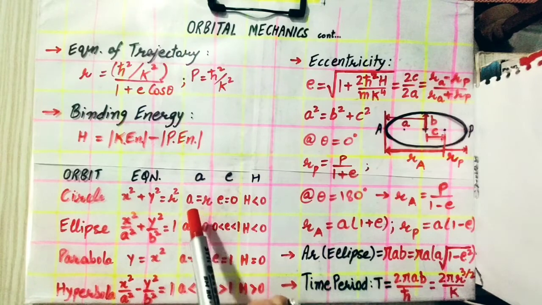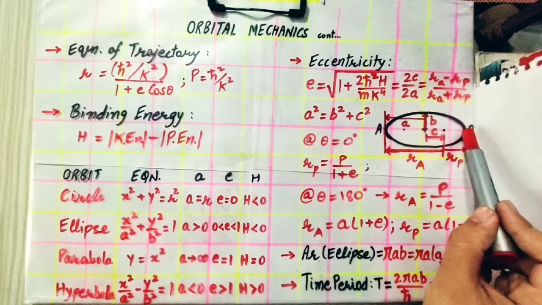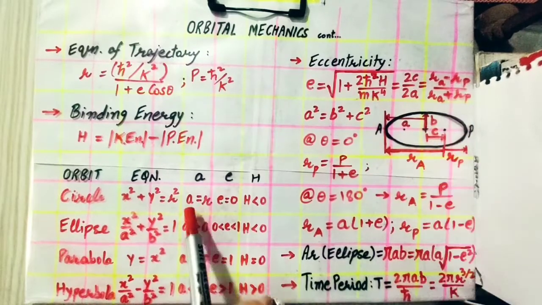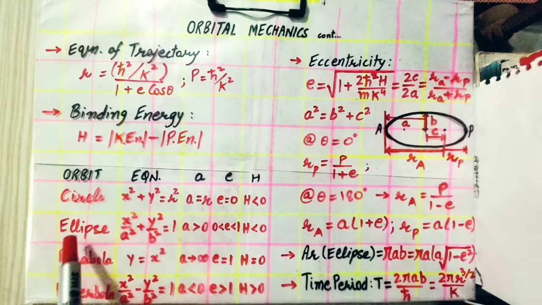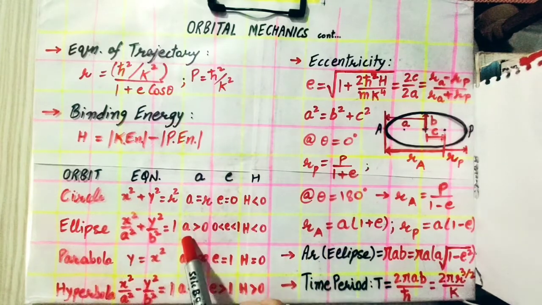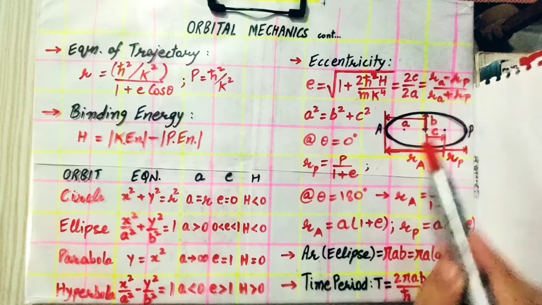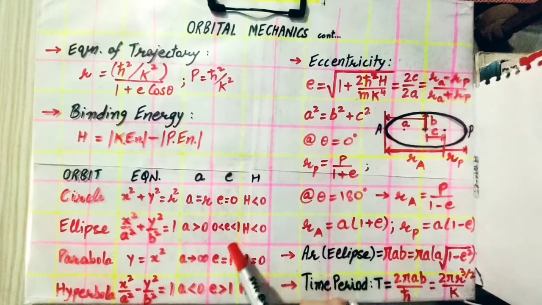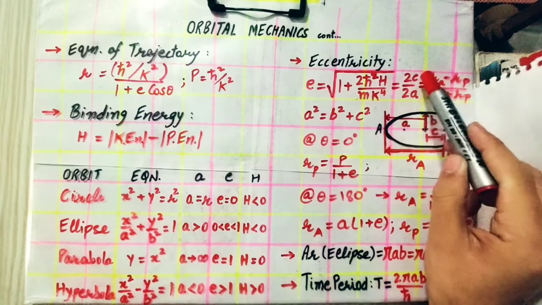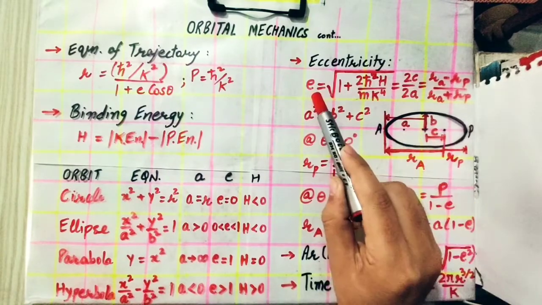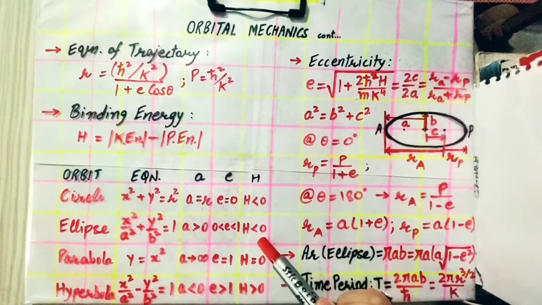Semi-major axis is the distance from the center to the extreme point, and the extreme point for the circle is the radius from the center, which is why a equals r. Similarly we can define these parameters for ellipse, parabola and hyperbola. For an ellipse, semi-major axis a is greater than 0, as you can see, a has some positive value when measured from the center to one of the extreme points, and e lies between 0 and 1, because c is always less than a, so e always lies between 0 and 1, and it is a bounded orbit, that's why H is less than 0.